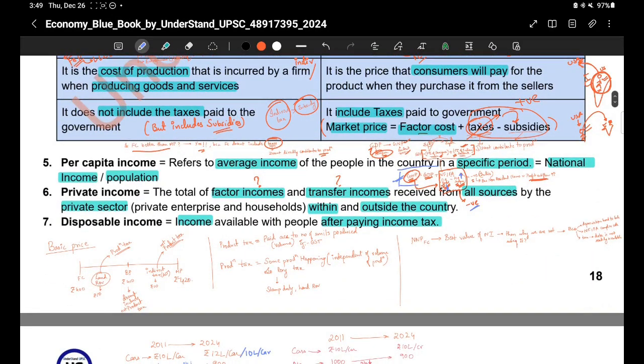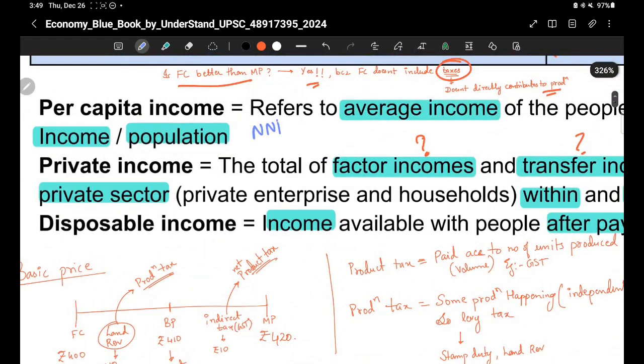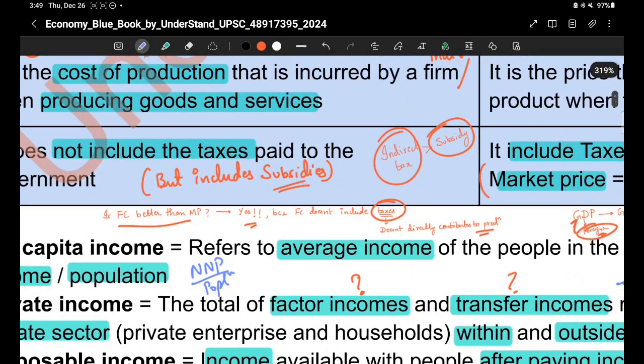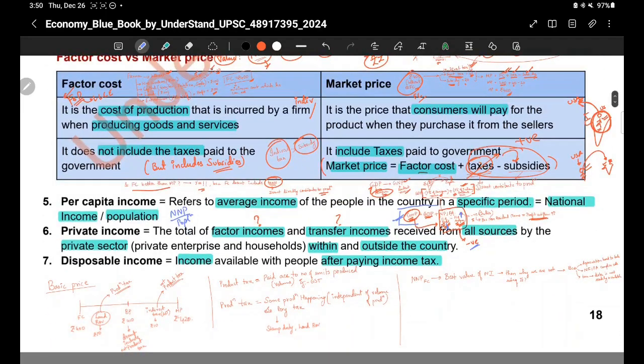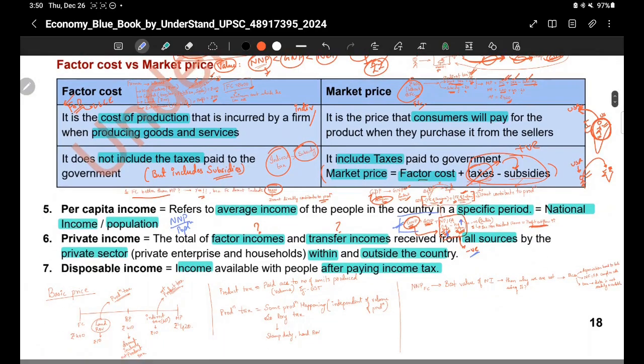Okay, per capita income refers to average income of people in the country in a specific period. That is national income by population. Very simple. Whatever national income is, NNP, by the population of the country. National income need not be only NNP, it can be any of these four. Whatever the country is choosing, like India is choosing GDP, no? So GDP is the national income divided by population.